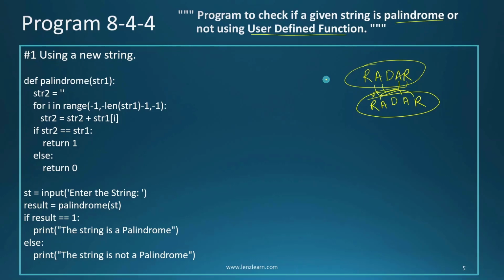So now your program has to take an input, a string, and your program has to check whether that string is a palindrome. So how will you check that? You have to reverse the string and you have to check whether the original string and the reverse string are same.